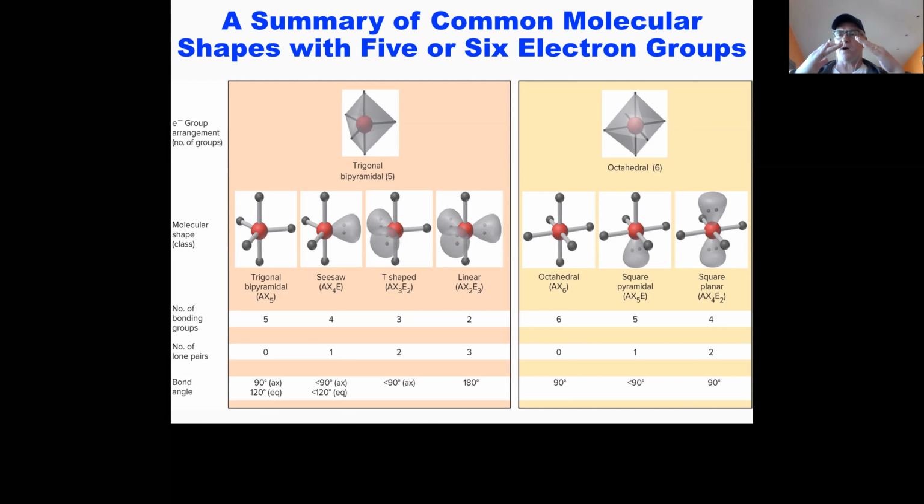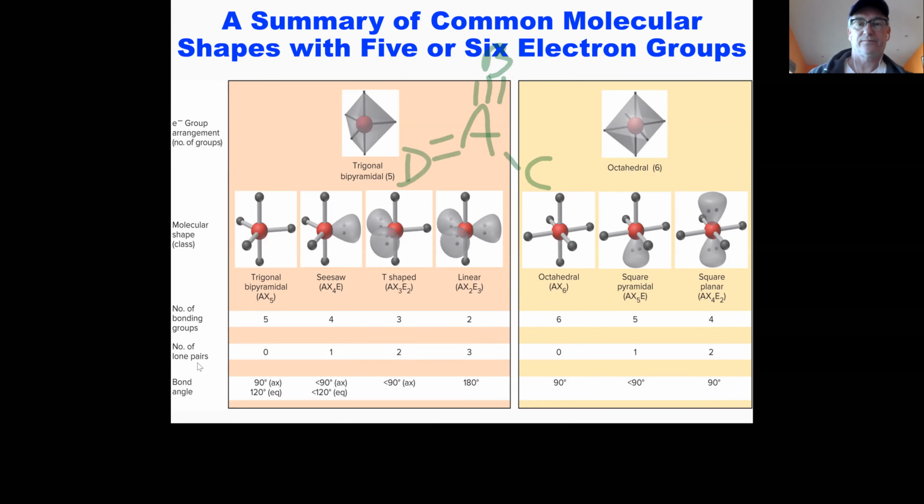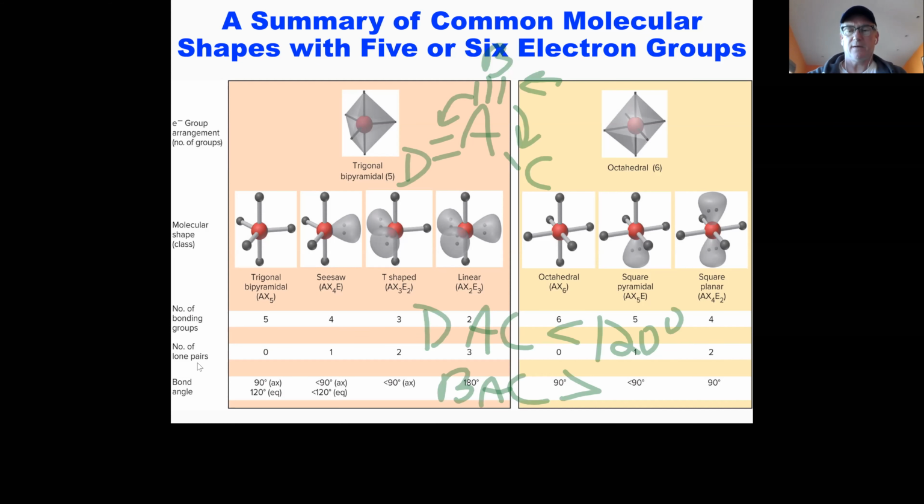The triple bond would push the double and the single away from it. So basically, the bond angle. If I had something like this, B, C, D, this triple bond would push the double and the single away, so that the bond angle DAC would be less than 120 degrees, and the bond angle BAC would be greater.